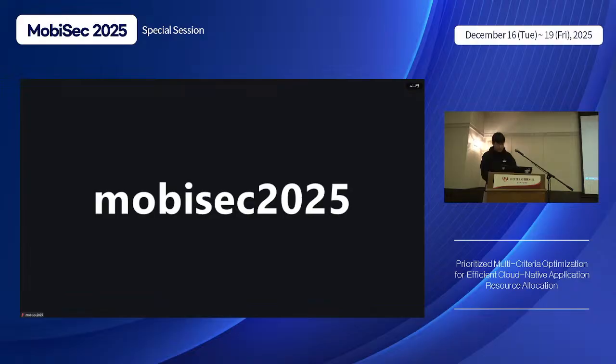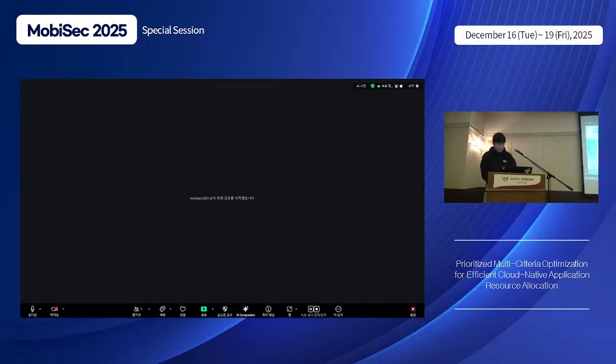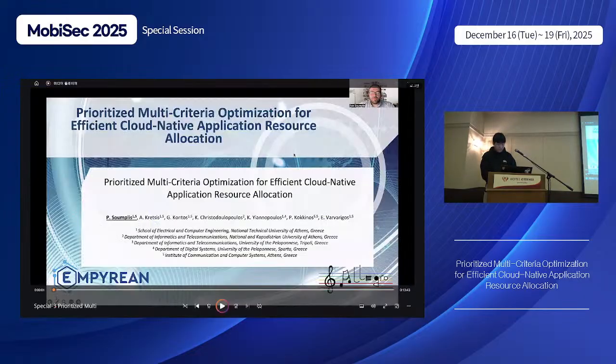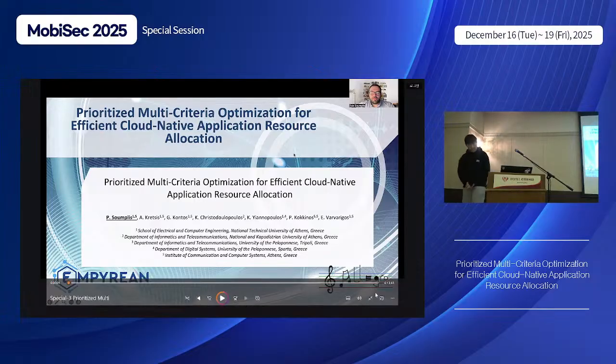Okay, so next presentation is online, so we'll watch the video. So the title of the talk is Prioritized Multi-Criteria Optimization for Efficient Cloud-Native Application Resource Allocation, and it's presented by, I don't know the name. Polythois Song, please. Yeah. Okay, so let's see.